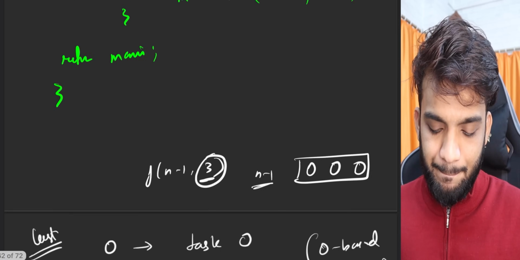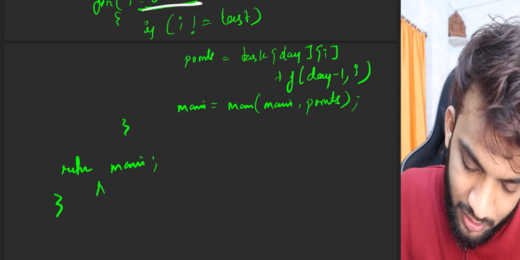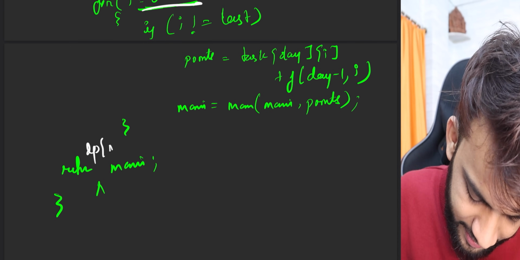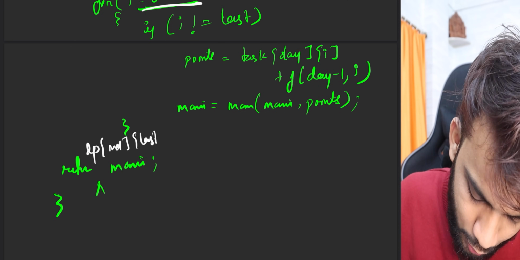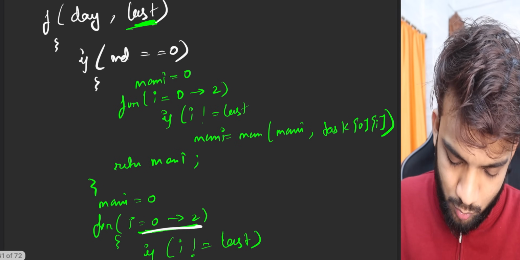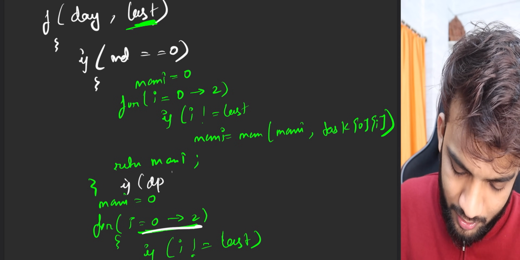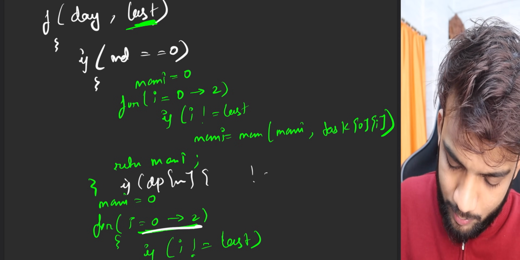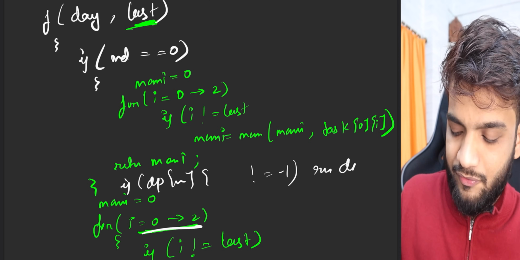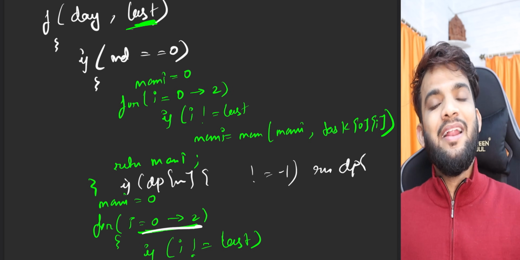And what was the first step? Definitely. Over here, you tend to write dp of index last equal to maxi. And over here, just one line: if dp of index last not equal to minus 1, return dp of index last. 2D dp done.